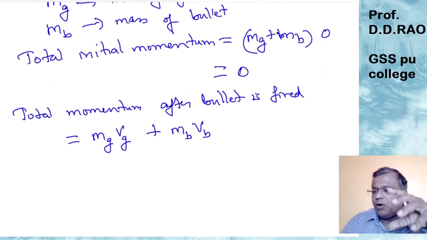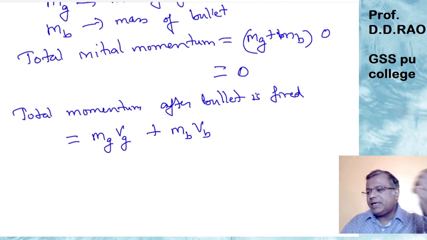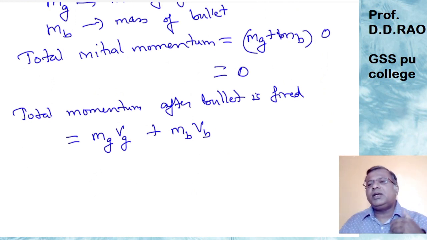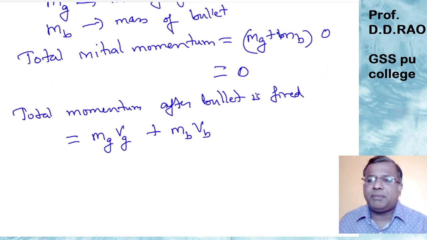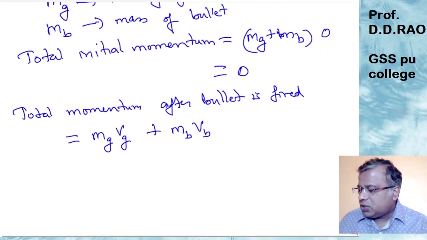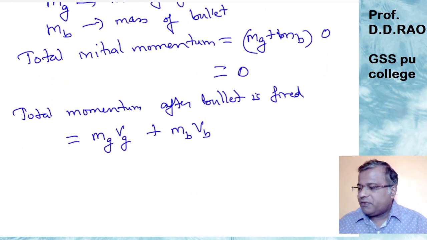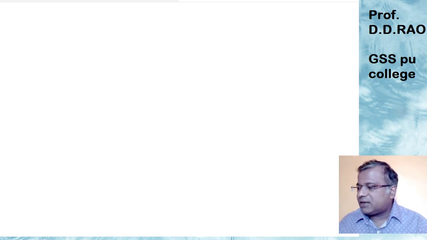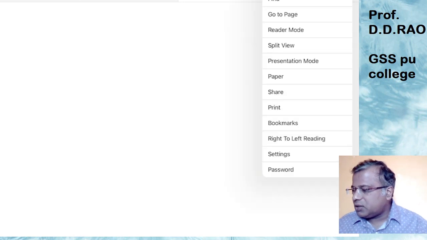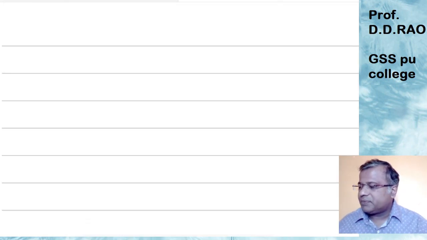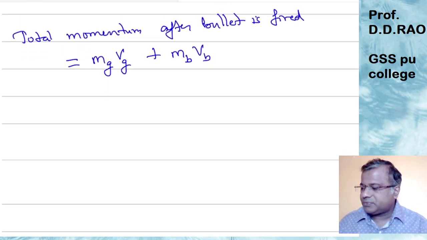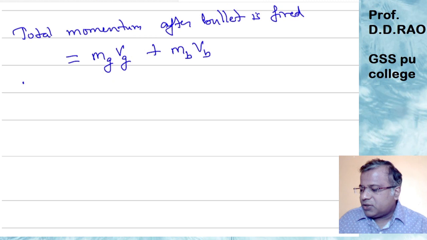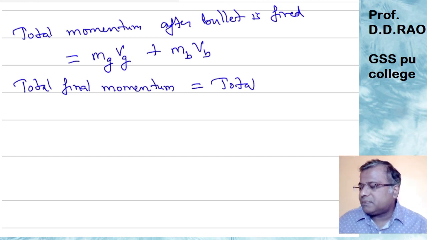Momentum before firing was zero. Momentum after firing: both are now in motion. The bullet goes in the forward direction. The gun will go in the backward direction. But again, both should be equal. So we should use the situation where the total momentum of the bullet and the gun must be equal, that is, total final momentum must be equal to total initial momentum.